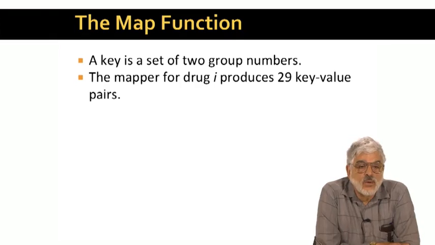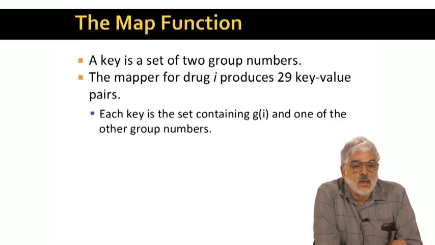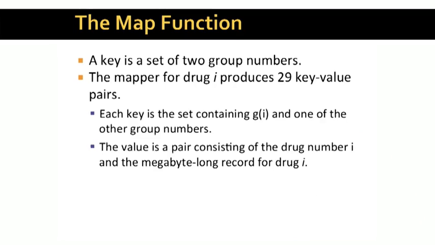Now, for each drug I, we produce 29 key-value pairs. For each group number besides G of I, the group drug I belongs to, we have one key-value pair whose key consists of G of I and the other group number. And in all 29 key-value pairs, the value is the record associated with drug I, coupled with the number I itself. The reason we need to attach the drug number to its data is that, unlike in the earlier case, the reducer will not know what drug the records represent unless the drug itself is attached to it or embedded as a component of the record.